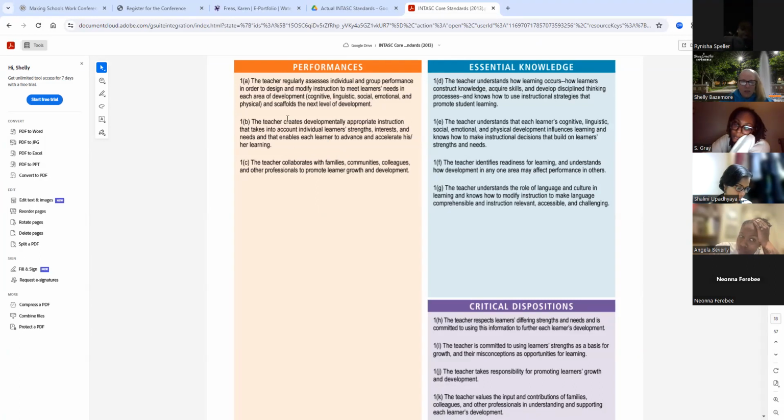Okay. Let's look at, that would be under field clinical performances. Teacher creates developmentally appropriate instruction that takes into account individual learners' strengths, interests, and needs, and that enables each learner to advance and accelerate his or her learning. Do you think that that would work for your lesson plan? Did you include things about individual learner strengths and what you needed to do to differentiate instruction?